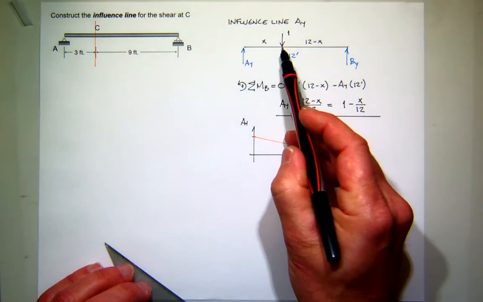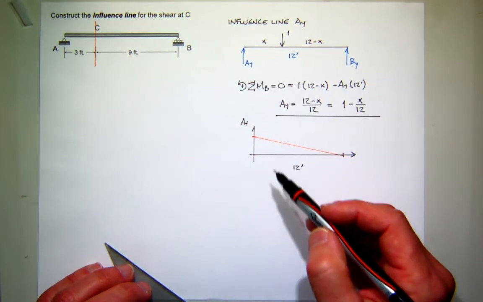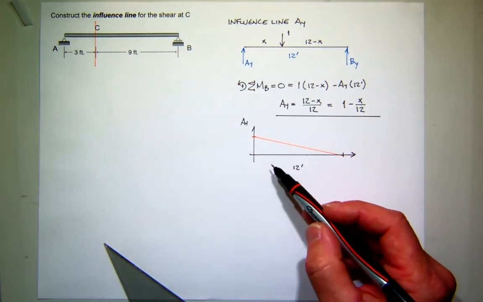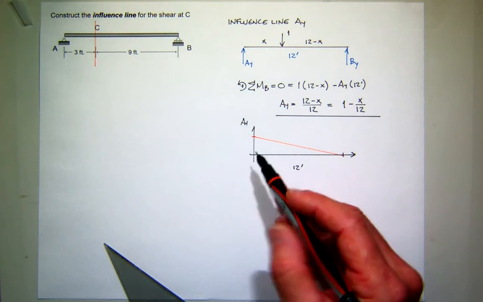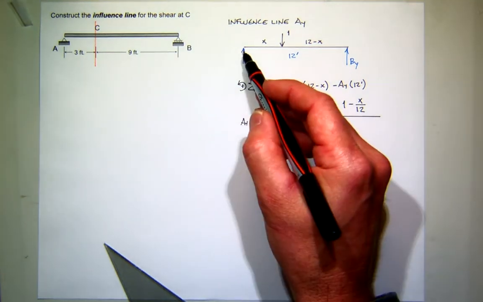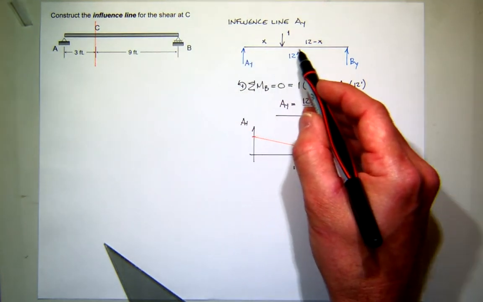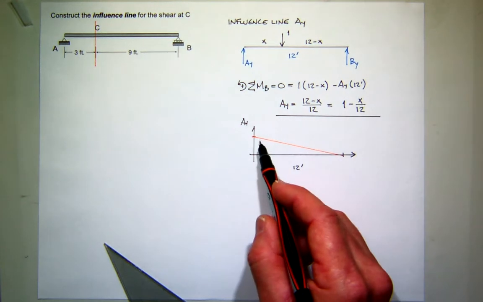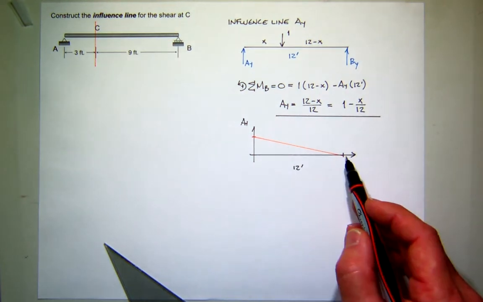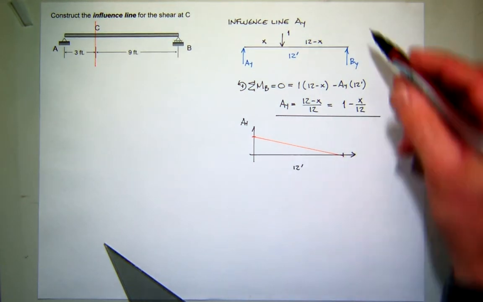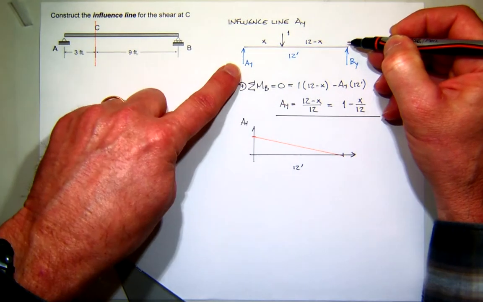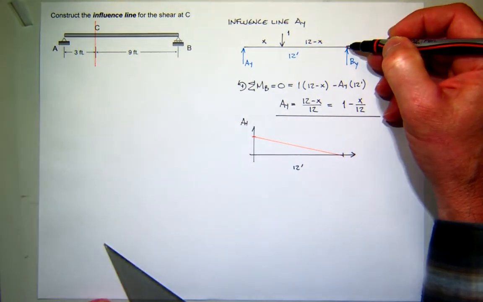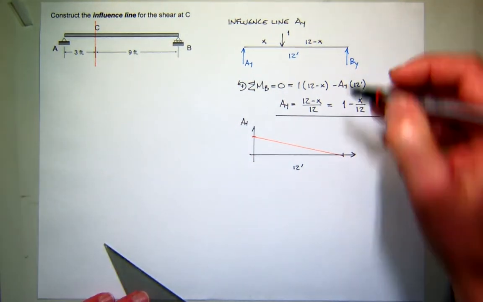So that means if this is me walking across the beam, where do I stand to create the largest reaction at A? At X equals 0, which is right on top of A. As I move away from A and walk over towards B, you can see my influence drops off all the way to 0. When I'm standing right at B, I'm creating no reaction at A. Okay? So we have that.